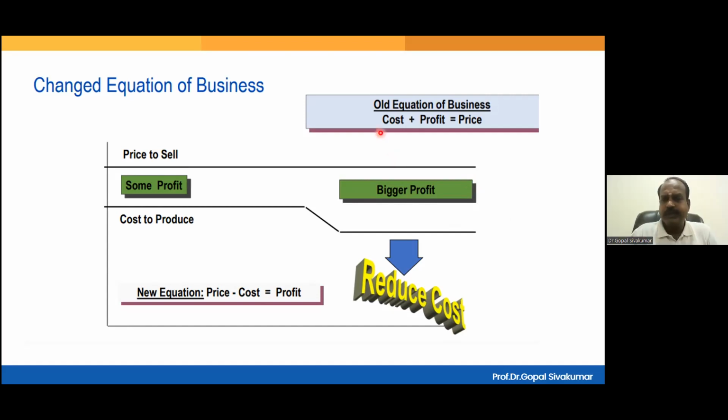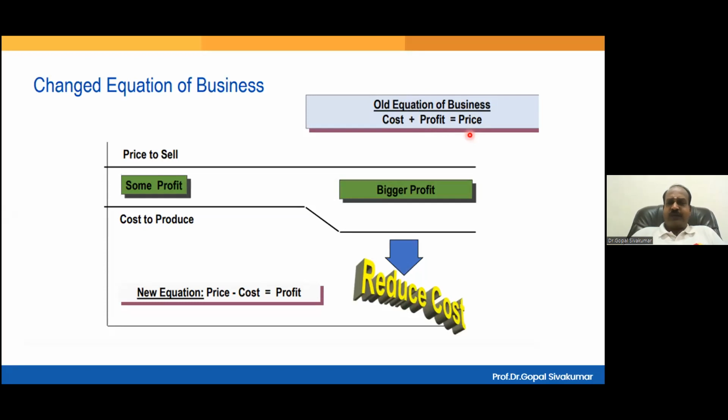So in olden days, traditionally, companies believed in this equation. That means for any product, there will be a manufacturing cost. You can see here, manufacturing cost and overhead, which is known as operating cost. My product's operating cost is 100 rupees. I need a profit of 20 rupees. So what do I do? I add 20 rupees. So my product price will be 120 rupees.